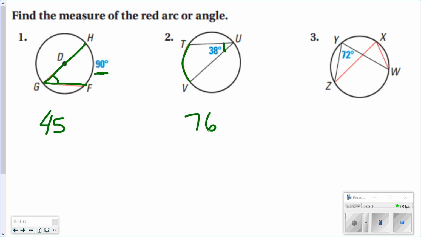Finally, we want to figure out what is the measure of this angle. Well, we don't know this arc measure. There's nothing there. But what we do notice is that there's another inscribed angle that uses that arc, which is right here. So if this angle is 72, it means that this angle is also 72.